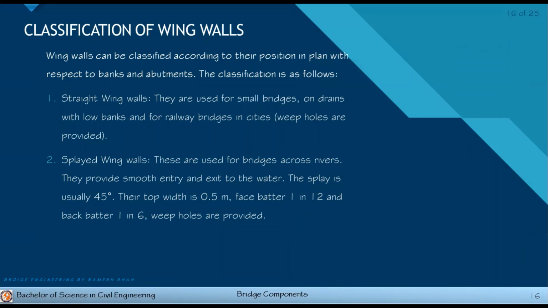So next is splayed wing walls. These are used for bridges across rivers. They provide smooth entry and exit to the water. The splay is usually 45 degrees. Their top width is 0.5 meters. Face batter 1 in 12 and back batter 1 in 6. Weep holes are provided.